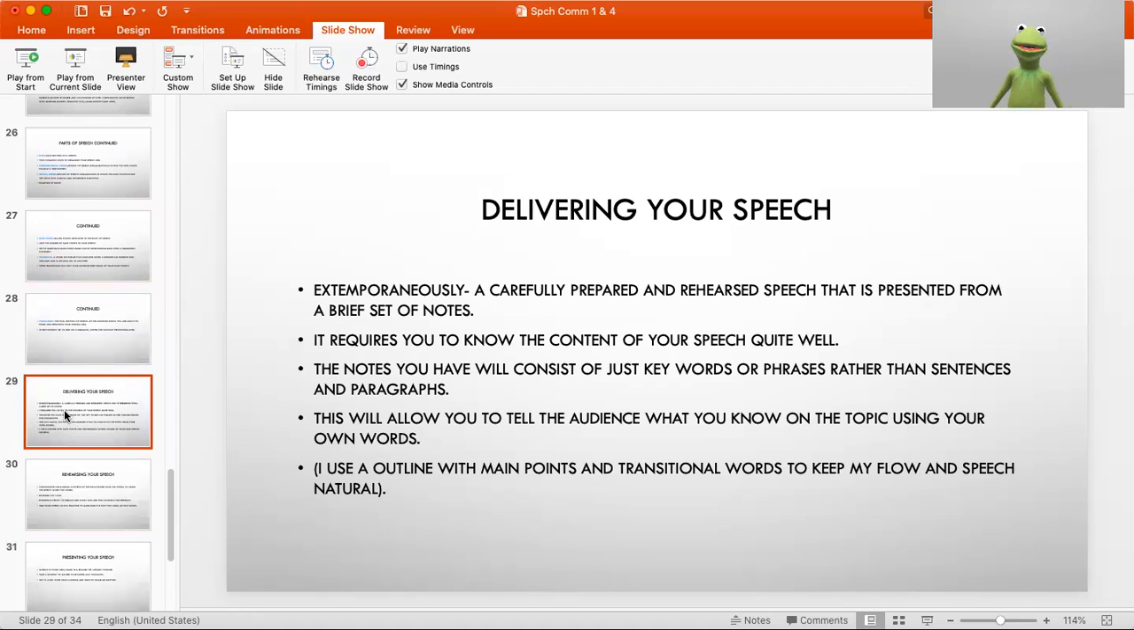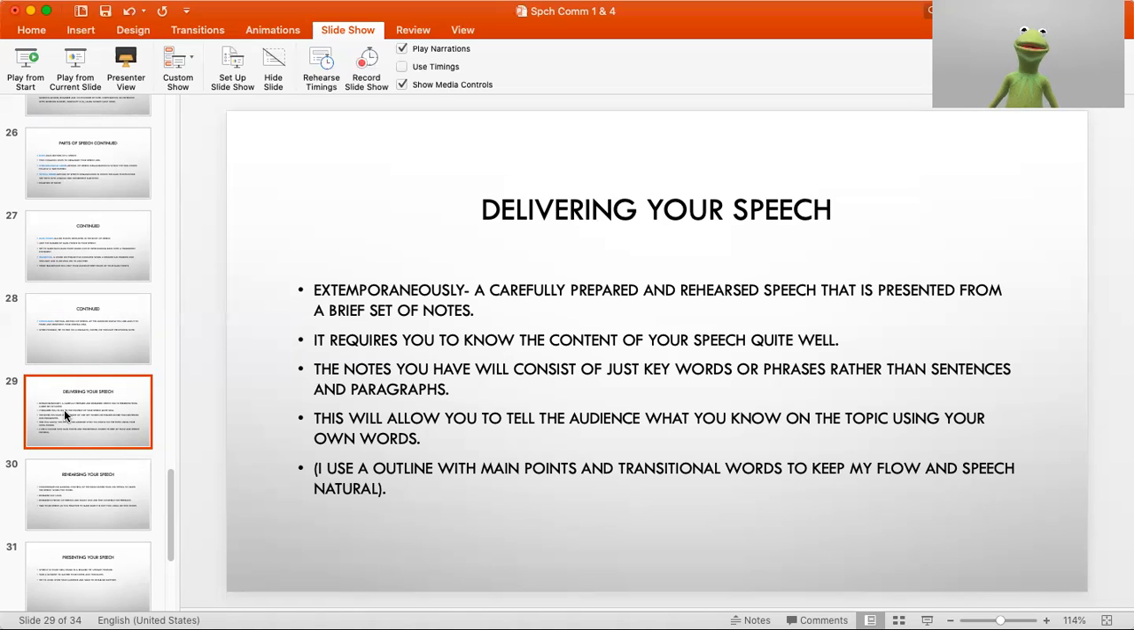When you are delivering your speech, there are different ways of delivery. It's either by memorization or reading off of a script. There's also extemporaneous delivery. The one that the greatest speakers use is extemporaneous delivery. And that is where you carefully prepare and rehearse a speech and you present or deliver it from just a very brief set of notes. This type of delivery requires you to know your content very, very well. So basically, you know the topic and the specifics of this topic by heart.